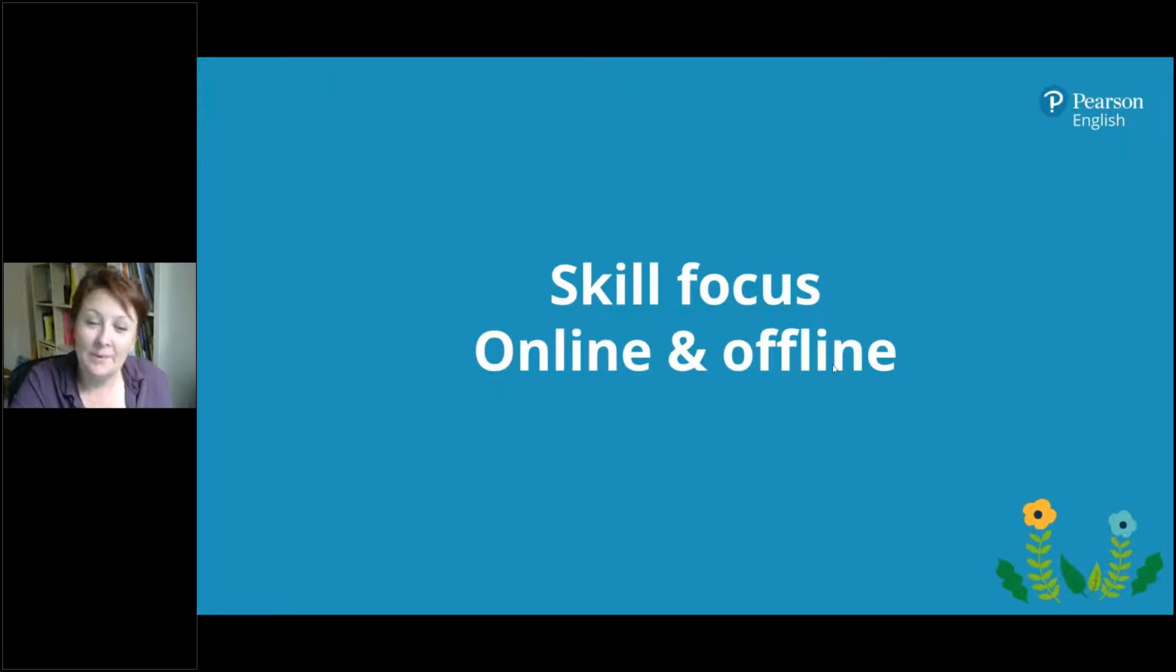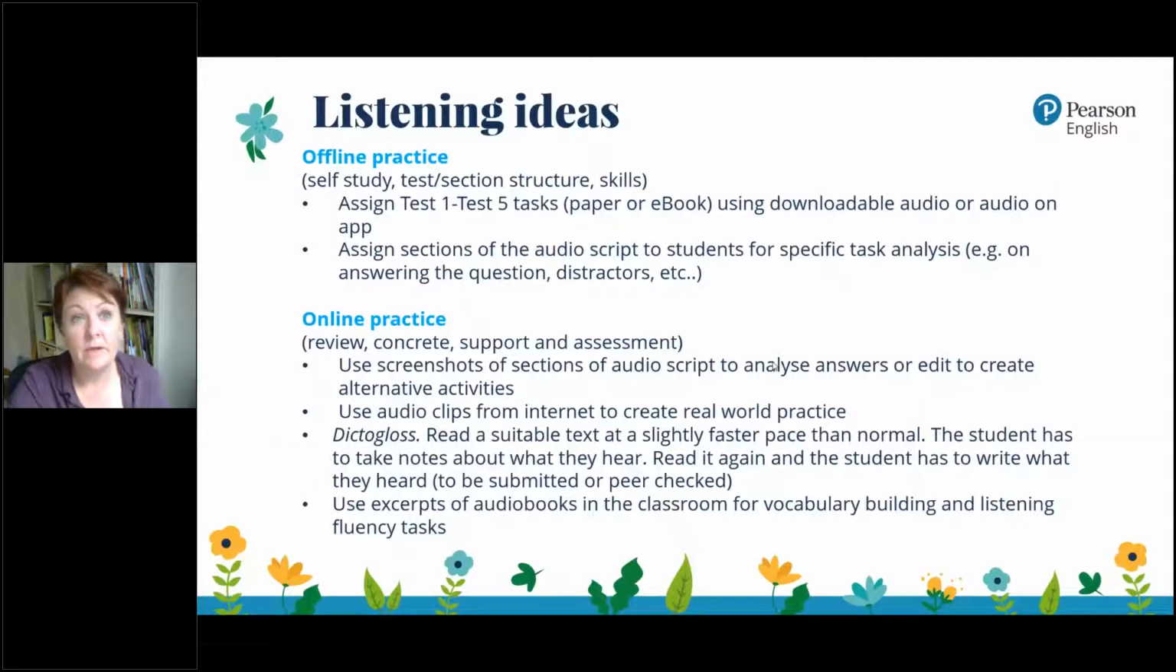Anyway, skill focus, online and offline. So now let's talk a little bit about the specific skills that students need for PTE General, and some different ideas about how this online, offline, blended learning approach might work. So, for example, we're talking about listening ideas. You have here offline practice and online practice. So again, offline self-study, test section structure, skills, online practice, review, concrete, support, and assess.